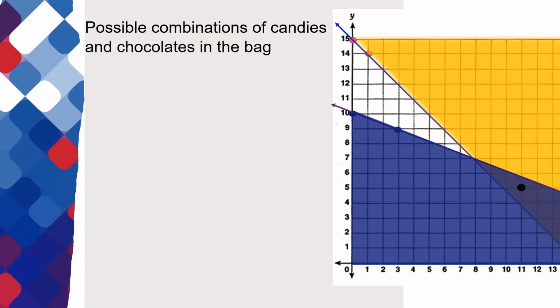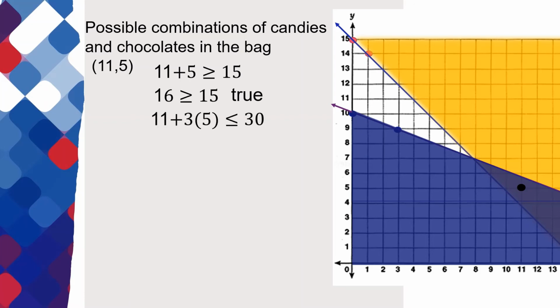So let's say we have 11, 5, meaning that there are 11 candies and 5 chocolates. So when we check, 11 plus 5 is greater than or equal to 15. That is 16 is greater than or equal to 15, which is a true statement. Then on the second inequality, 11 plus 3 times 5 is less than or equal to 30. So we have 26 is less than or equal to 30, which is also true. Meaning that 11, 5 is really a solution.